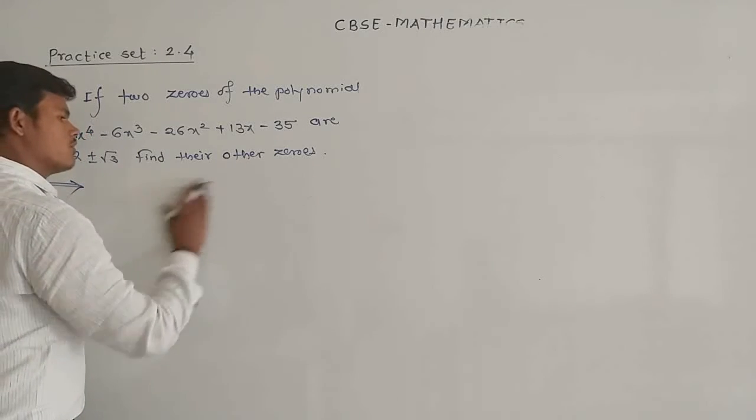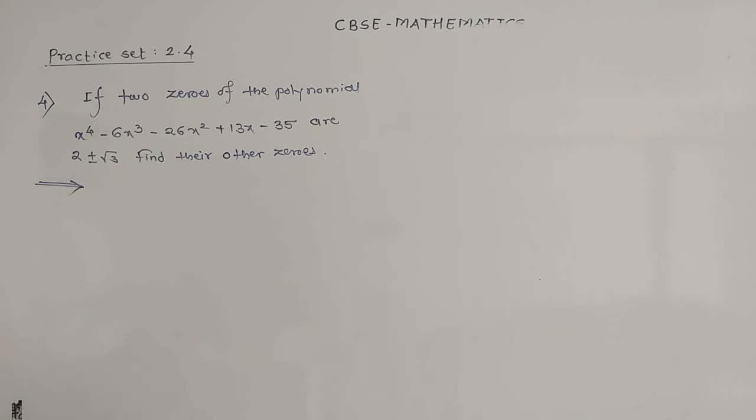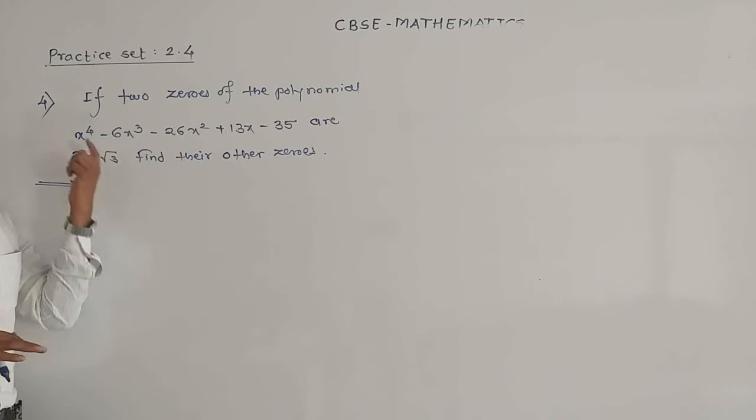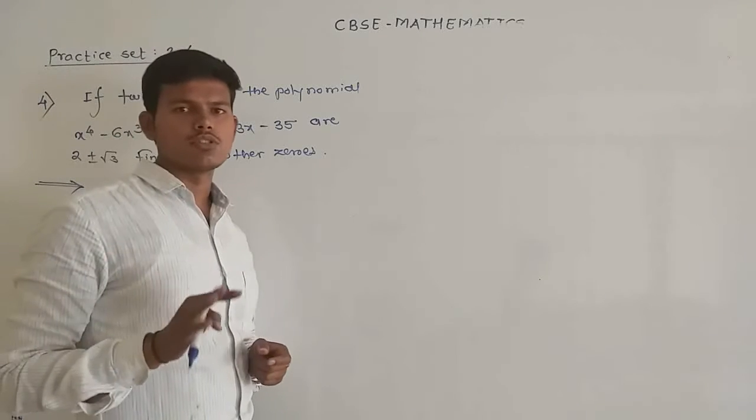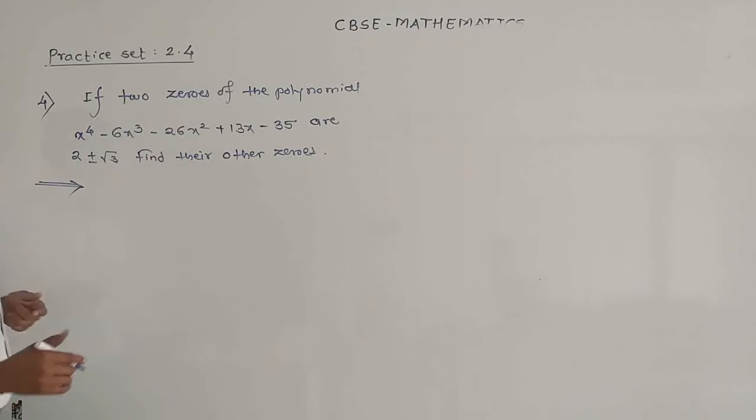In question number 4, we are given two zeros and we have to find the remaining zeros for the biquadratic polynomial. So it is a biquadratic polynomial. That means for the given polynomial, at most 4 zeros are there because its maximum power is 4. So at most 4 zeros are there. So here 2 zeros are given.